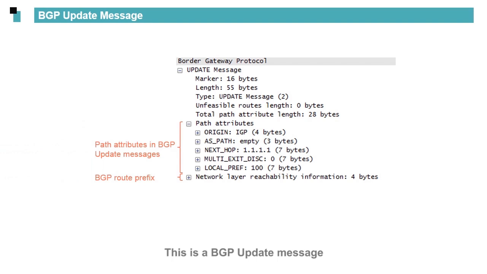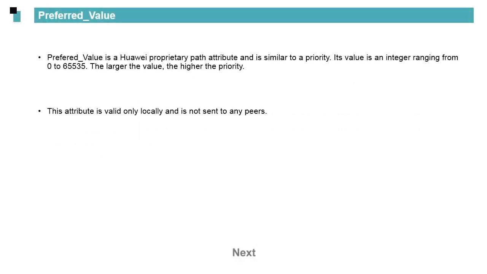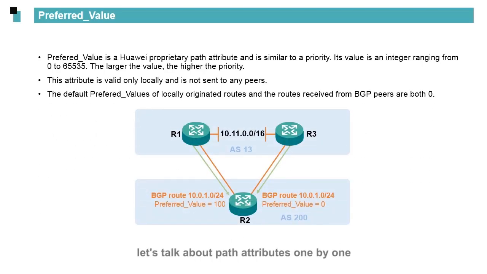This is a BGP update message, which carries BGP path attributes and some common fields. The first three path attributes, origin, AS path, and next hop, are well-known mandatory attributes and must be carried in update messages. Next, let's talk about path attributes one by one. Let's begin with preferred value.